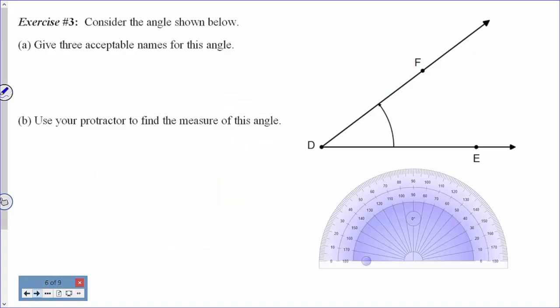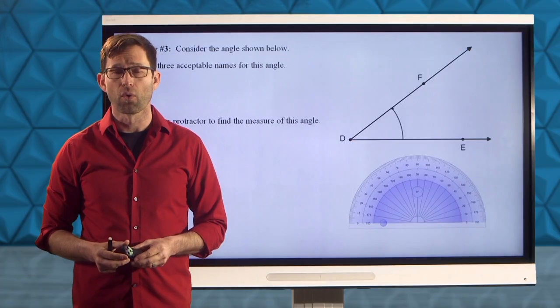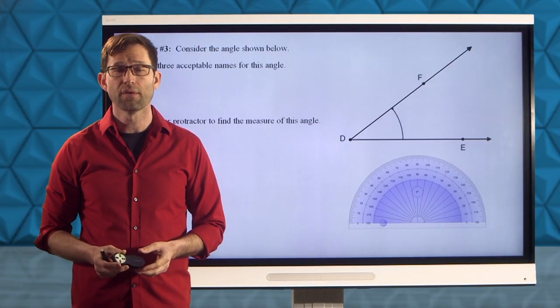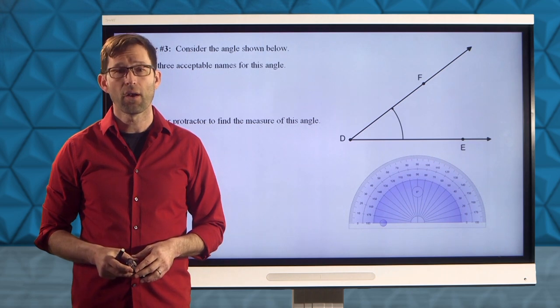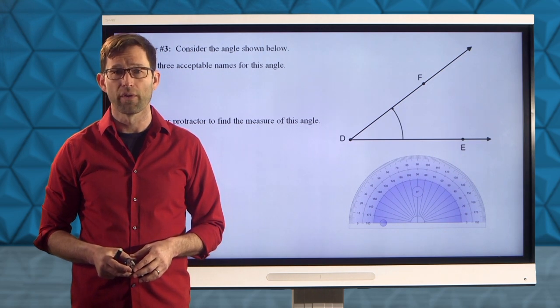All right, exercise number 3. Consider the angle shown below. Letter A, give 3 acceptable names for this angle, and letter B, use your protractor to find the measure of this angle. All right, now I know we haven't done a lot of angle work yet in this course, but you've done angle work before in other courses. So what I'd like you to do is pause the video now, try to give 3 different names for this angle, and also try to measure it, and then we'll go through all the answers.